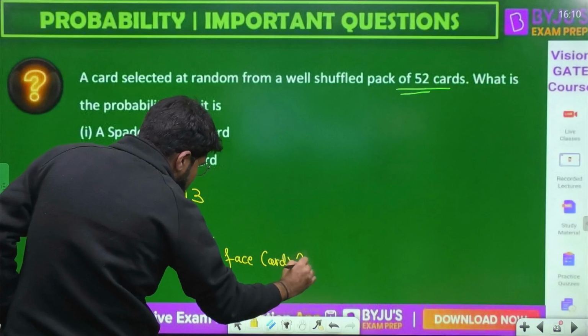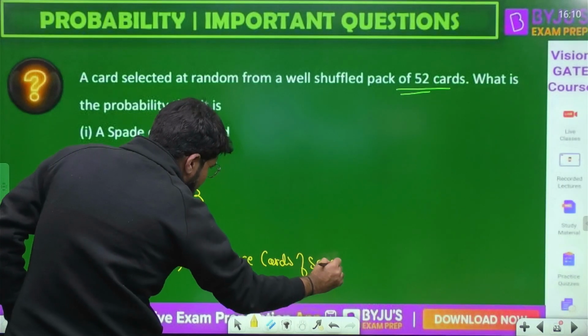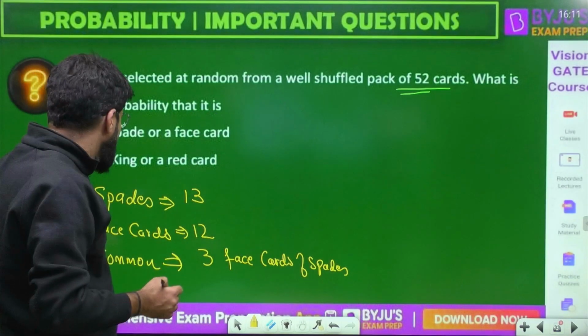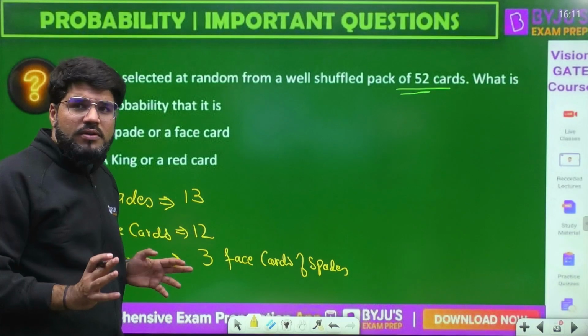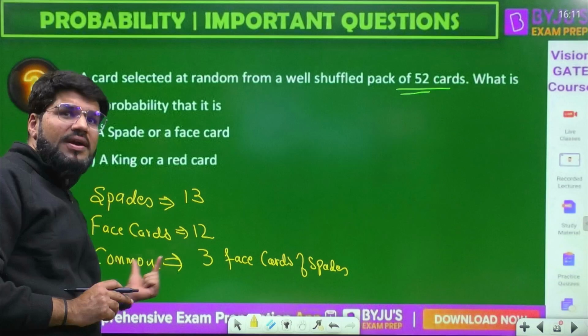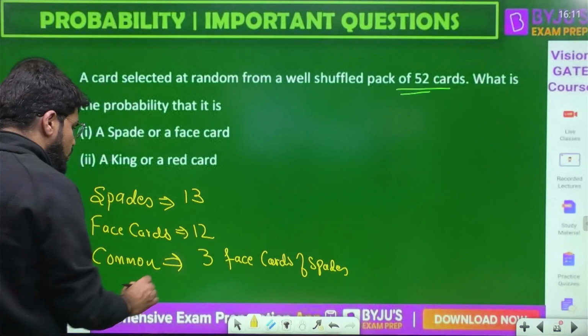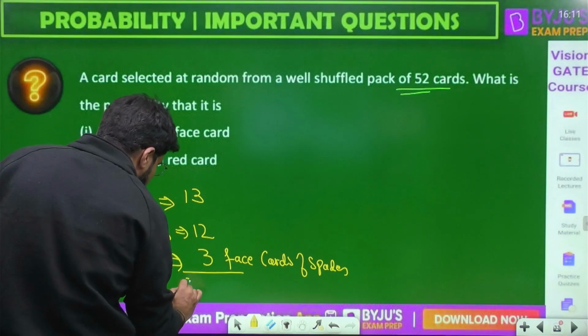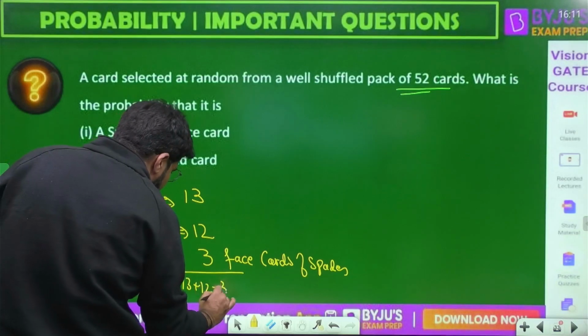There are the 3 face cards which are of spades, and they are counted in spades also. So if you just say total cards are 25, that is wrong. The actual count will be after subtracting 3, because these 3 are counted twice. Like minus A intersection B we do. So total it is now 13 plus 12 minus 3.